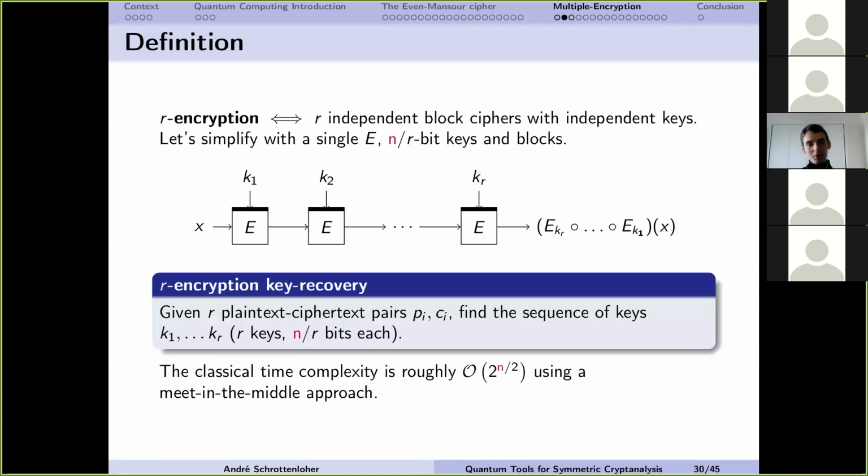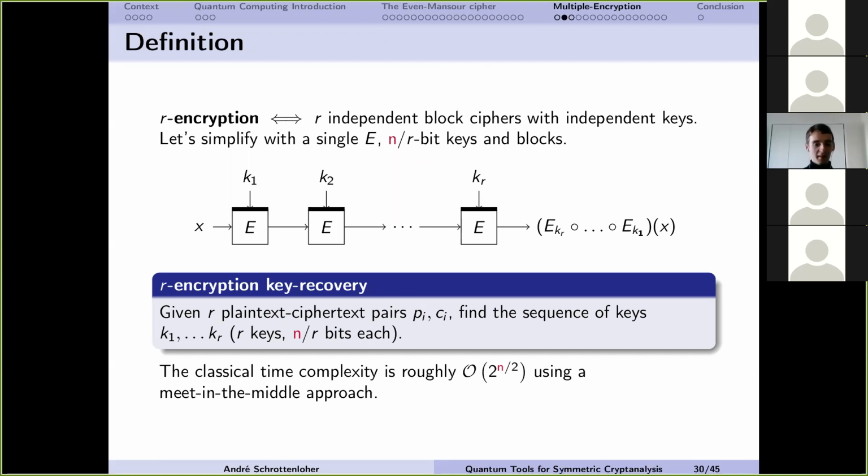So multiple encryption is a very simple primitive where we just say, well, in order to increase the security of a cipher, I'm just going to compose multiple ciphers with independent secret keys. And so I'm going to assume that the key material is always of n bits. So we have r independent ciphers with keys of n over r bits if we make all of them.